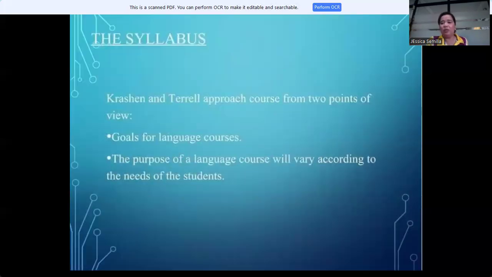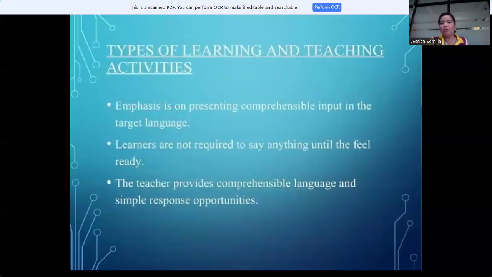Now, the syllabus of the natural approach course comes from two points. One, there should be a goal for the language courses. Second, the purpose of the language course should vary according to the needs of the students. So these are the types of learning and teaching activities under the natural approach. Particularly, it emphasizes presenting comprehensible input in the target language.